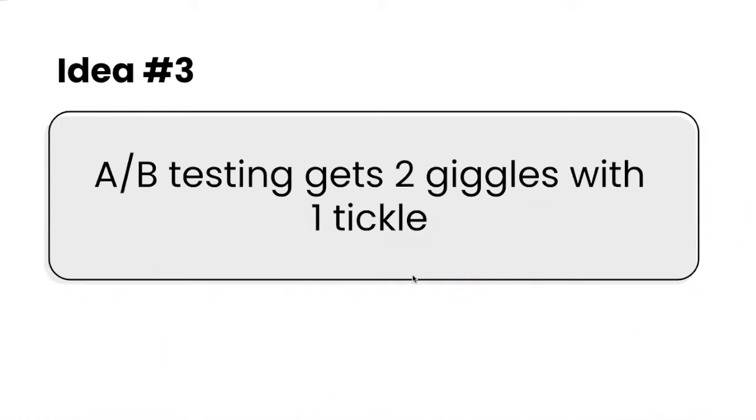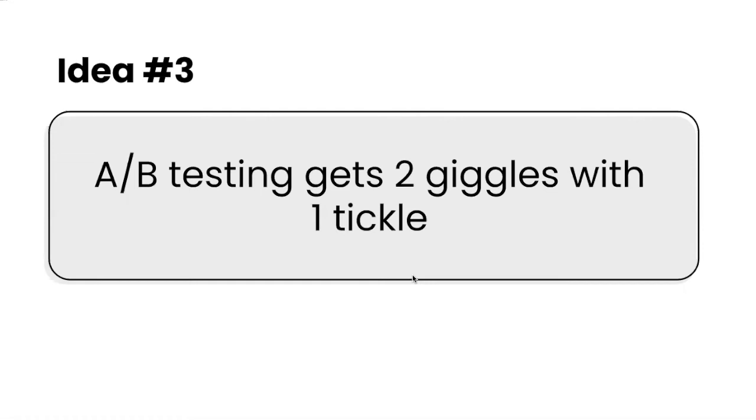Idea number three, A/B testing gets 2 giggles with 1 tickle. Now, okay, I love this slide. Paul thought it was creepy. The slide originally said A/B testing kills 2 birds with 1 stone, but I thought, that's a really morbid cliche in today's day and age. So I Googled what's an alternative to killing 2 birds with 1 stone, and I got, you get 2 giggles with 1 tickle. I think it's awesome.